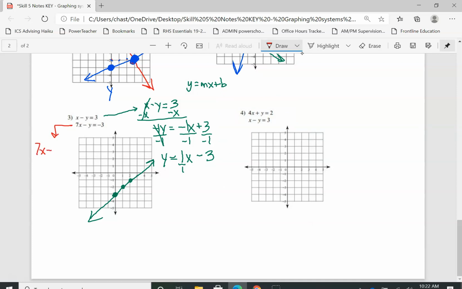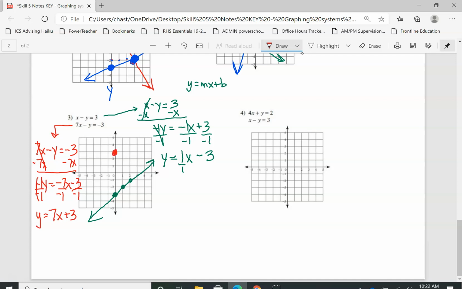So we have 7x minus y equals negative 3. So we're going to first subtract 7x from both sides. That gives us negative y equals negative 7x minus 3. Remember, that's a pretend negative 1 in front of the y, so we're going to divide everything by negative 1. And we get y equals 7x plus 3, because 2 negatives divide to a positive. So I'm going to plot my plus 3.